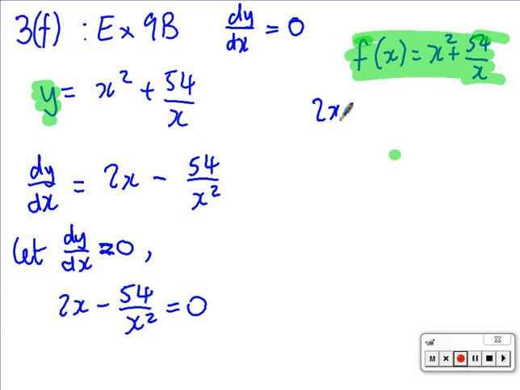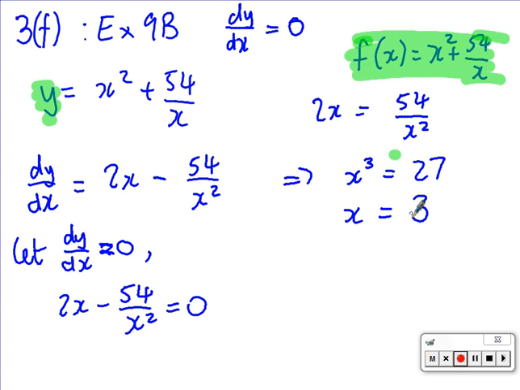So let's try and solve it. Let's rearrange. We get 2x is equal to 54 over x squared, and therefore let's multiply both sides by x squared. We get 2x cubed equals 54, and divide both sides by 2. It's 27. Hopefully this is looking familiar at this point. We then can cube root to get x equals 3. Bear in mind that minus 3 is not a cube root of 27. So the x coordinate is 3.